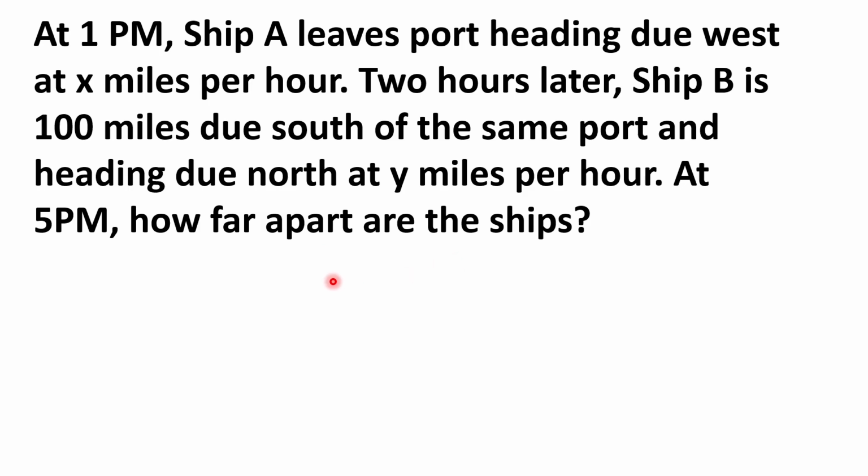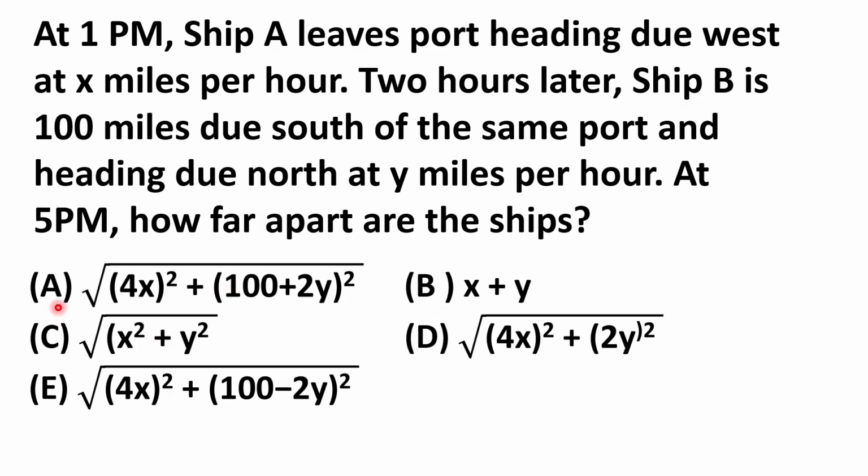So we have to determine the distance between ship A and B at 5 p.m. and options are given. These are options: option A, option B, C, D, and E. So let's examine and solve this question.